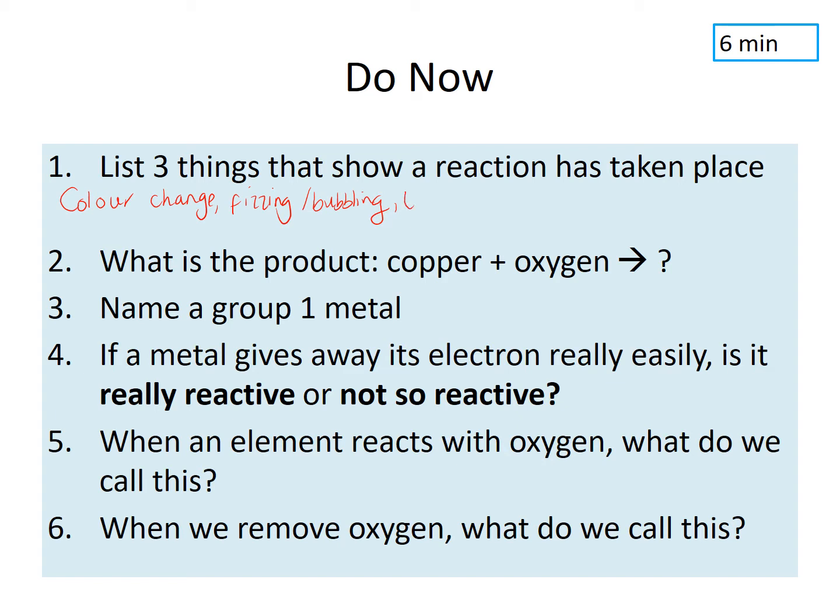The next thing that you could have written is a temperature change. If you've got a log of wood burning in a fireplace, for example, you can actually feel the heat, and that's a result of a reaction taking place. Next thing that you could have written is light, like when we dropped a bit of potassium into water and a lilac flame was seen. And then finally, you can have a smell, which could be pleasant or it could be not so pleasant. It depends on the reaction.